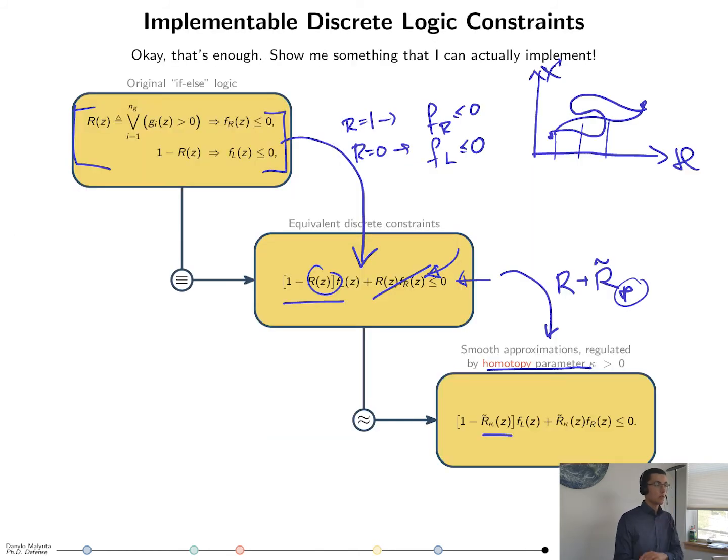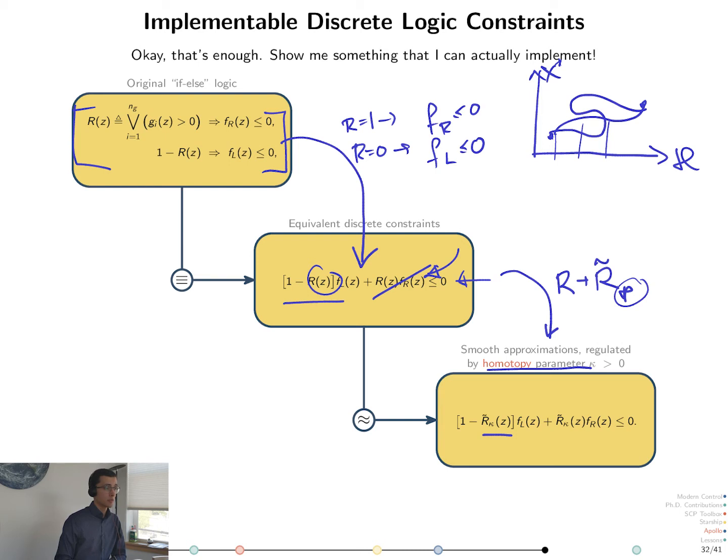How do we do that? Well, we begin by reformulating this if-else logic into something we can work with. It turns out that this set of two lines of mathematics is equivalent to this constraint. Why is it equivalent? Well, remember, when r is true, it's equal to 1. So when r is equal to 1, this expression boils down to FR is less than or equal to 0. When r is 0, the reverse happens: this turns off, this turns on, and FL is less than or equal to 0. So this constraint is an integer constraint, but it is equivalent to what we were talking about before.